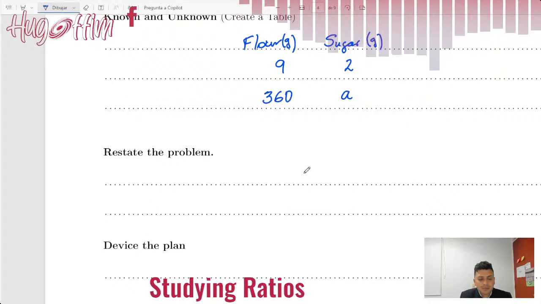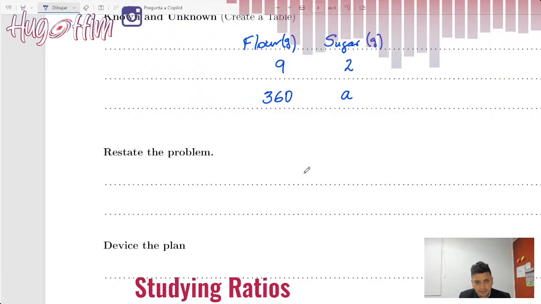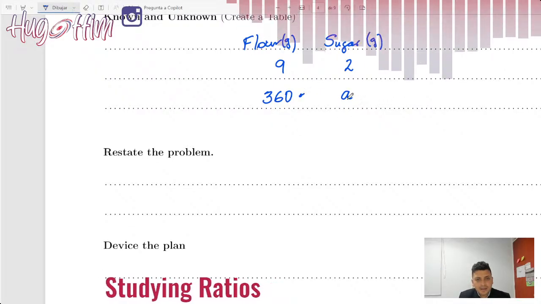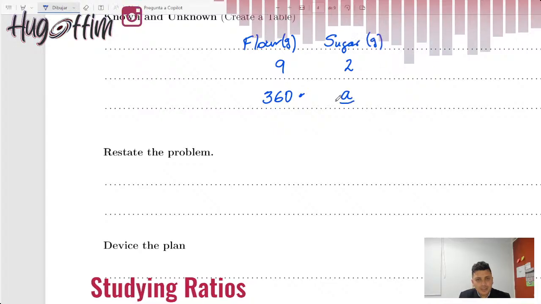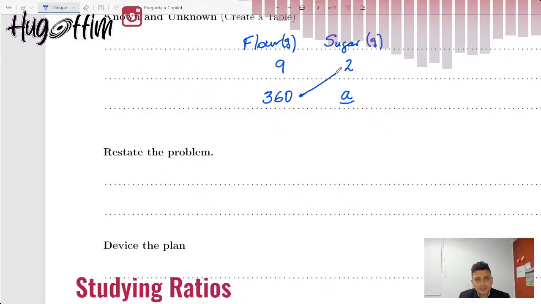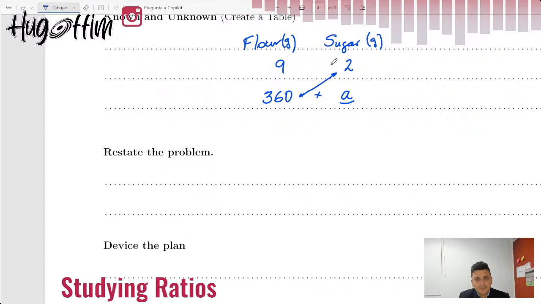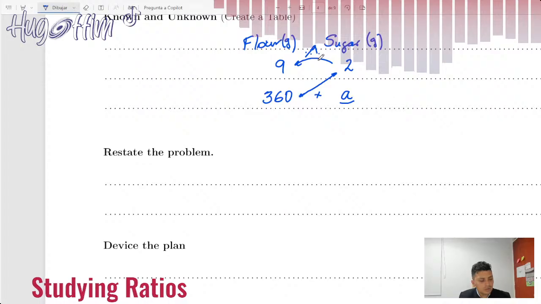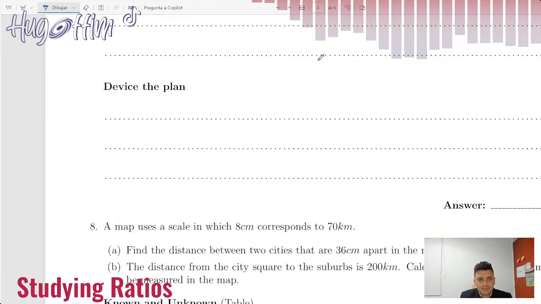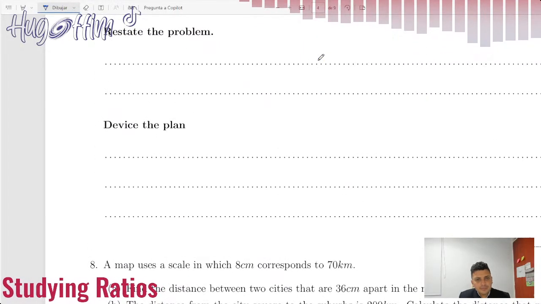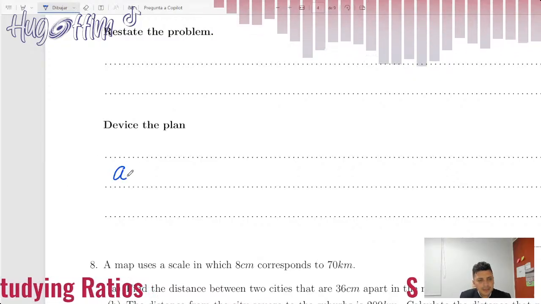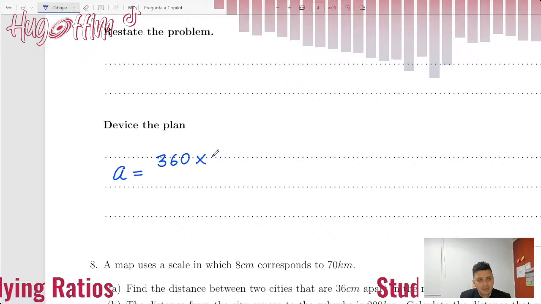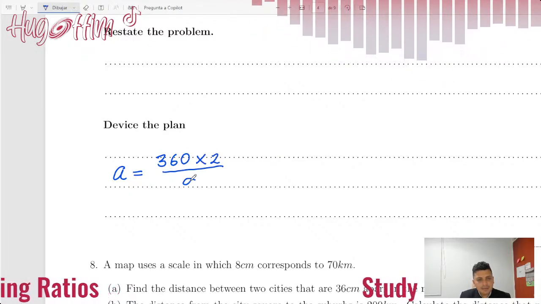Now I'm going to solve the problem. To solve the situation I can apply direct variation, and to apply direct variation I just need to operate the following terms. The variable A that is here is just the multiplication of 360 times 2, divided by 9. So I'm going to write that A is 360 grams times 2 divided by 9.